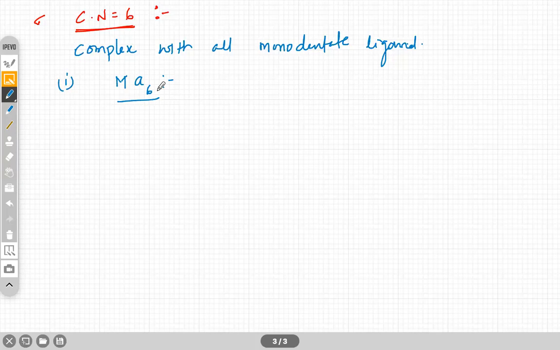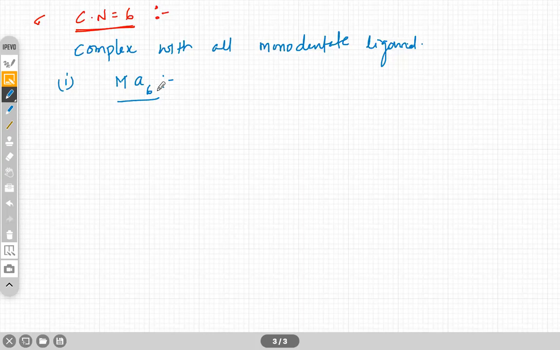Sir, all the surroundings are the same. 6 monodentate ligands. And the same ligand is surrounding it. Yes. So there are 6 monodentate ligands, and all ligands are similar. Right? So obviously for coordination number 6, its geometry is what? Its geometry is octahedral, right?